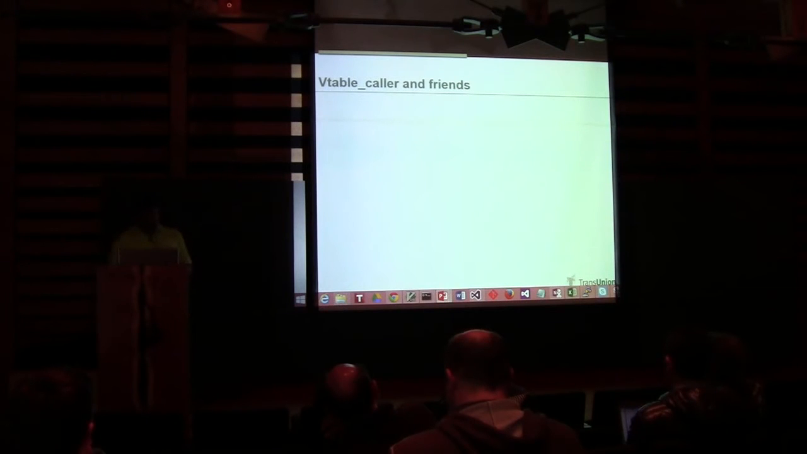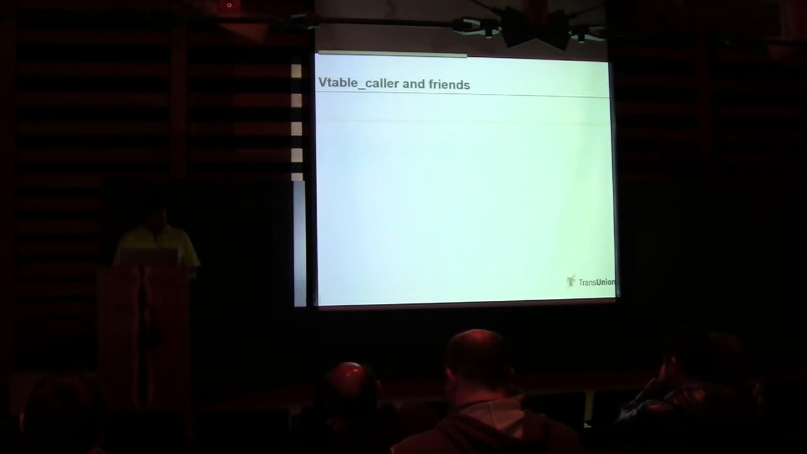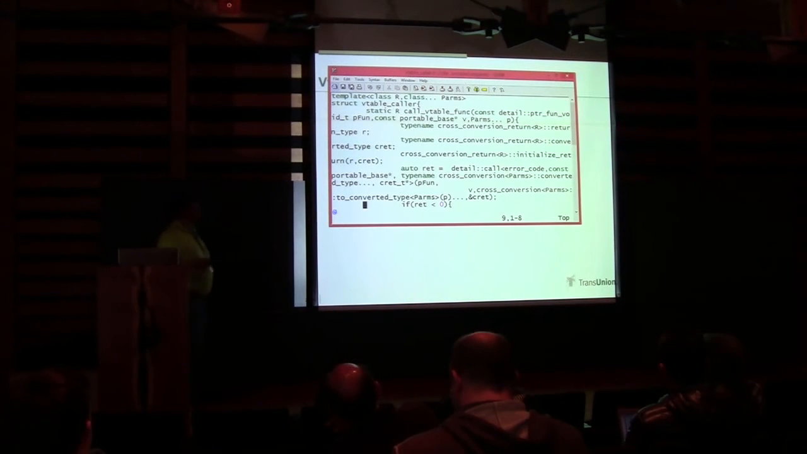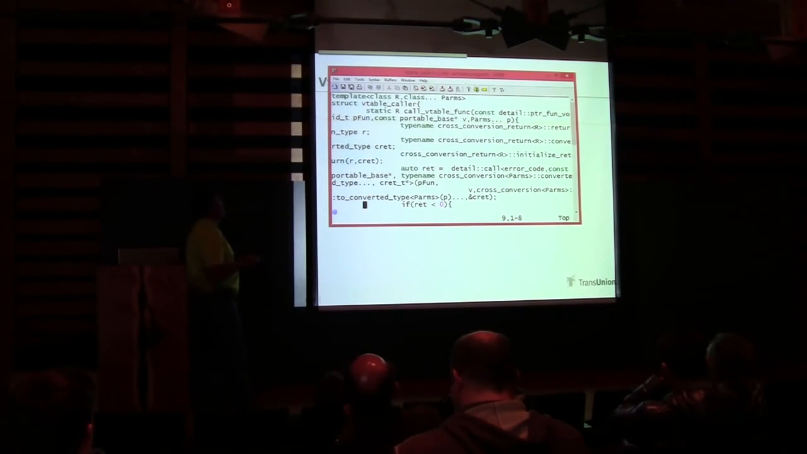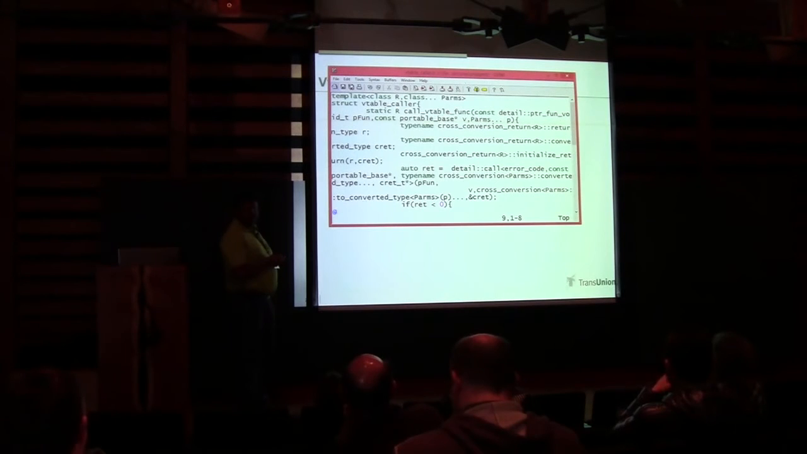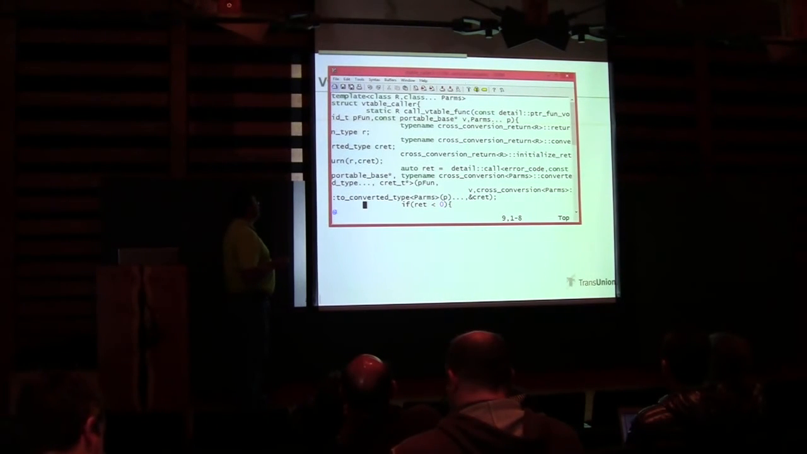All right, so let's look at some code here. So this is nice and buried. Basically, vtable caller. The function call operator uses this vtable caller to actually do the call. And this is a little bit modified from the code just to simplify things a little bit. So basically, it takes the return type, what the parameters are, and it exports a thing called vtable func.